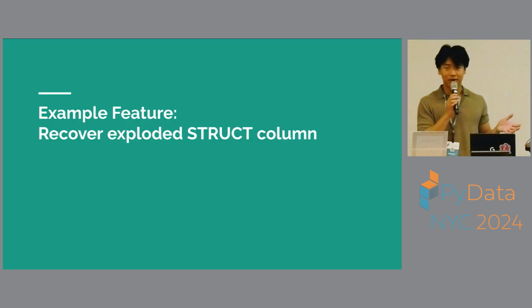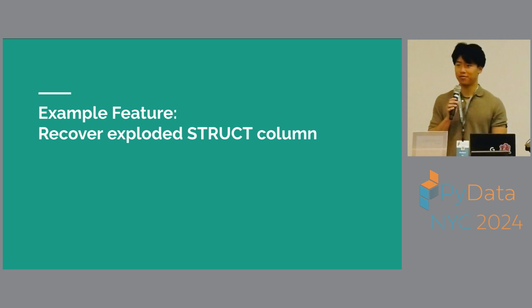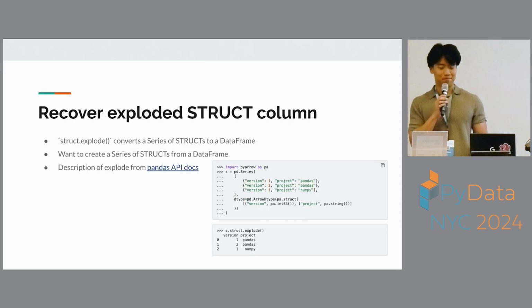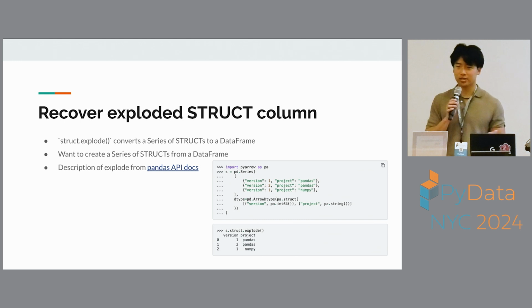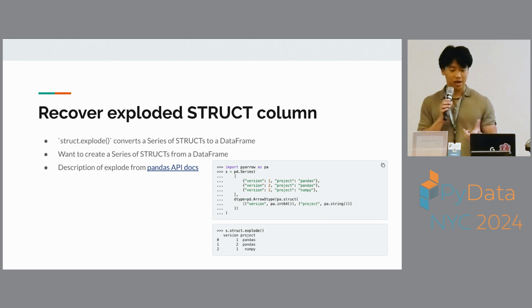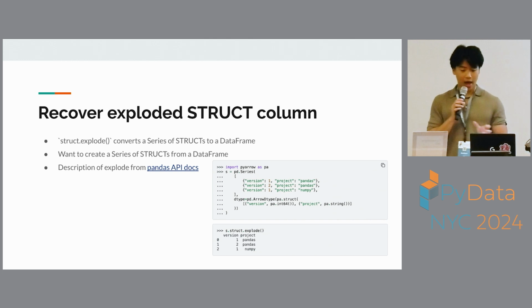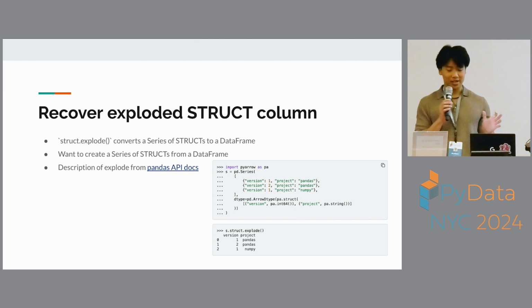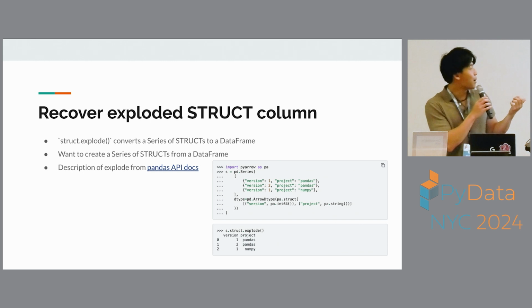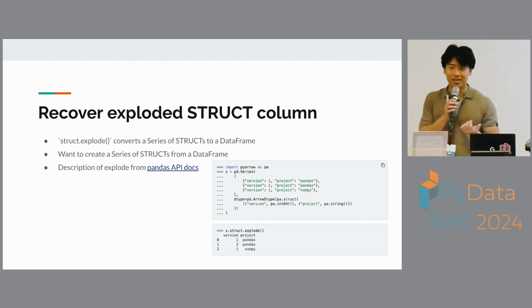So one example to show how this all works from the development perspective is one thing I worked on over my internship, which is how to recover an exploded struct column. Basically, exploding a struct is when you have a series of structs, which is nested data, and you can convert that into a data frame by exploding it. What this task was about was creating a series of structs from a data frame, so kind of unexploding your data frame. And over here, I just added a little example of what explode does, in case I didn't explain that too well.